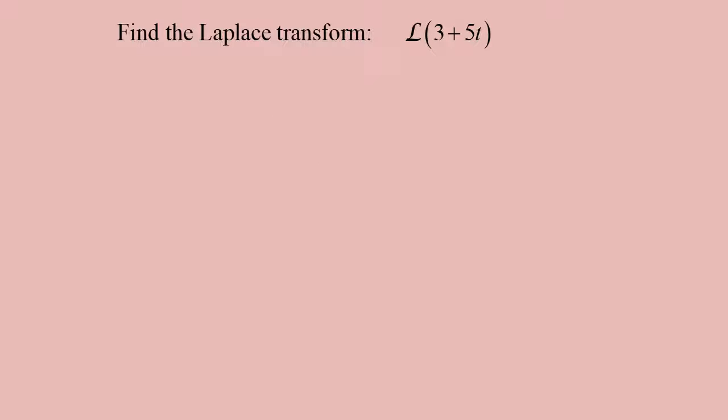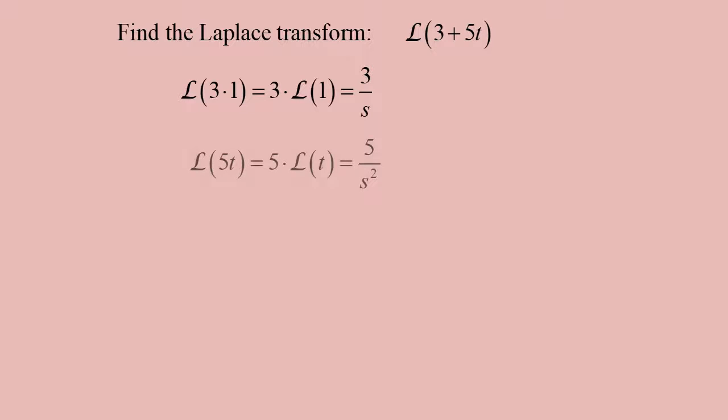And so again, we will split this apart and do the Laplace transform of the 3 and the Laplace transform of the 5t. Well, to do the Laplace transform on the 3, we simply think of that as being 3 times 1. And since we've already done the Laplace transform of 1, we can just multiply that by 3. Same thing with the 5t. The Laplace transform of 5t would be 5 times the Laplace transform of t. And we add those two together.